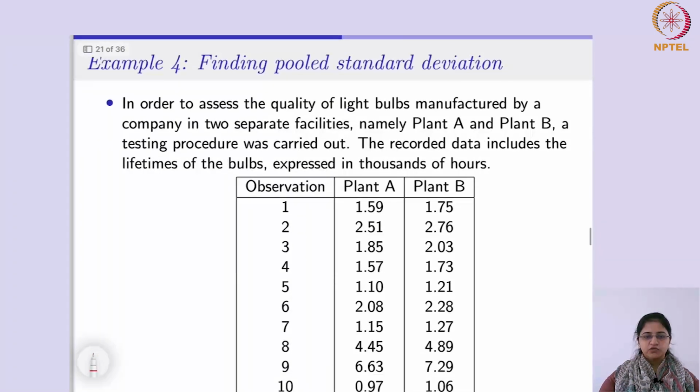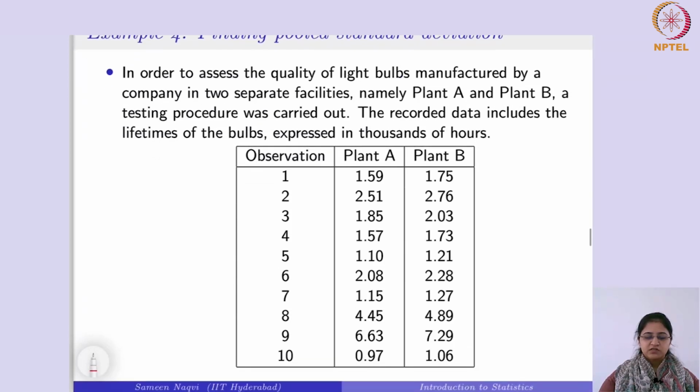If you have to find the pooled standard deviation, suppose it is given that the quality of light bulbs manufactured by a company in two separate facilities, plant A and plant B, is tested, and the recorded data includes the lifetime of the bulbs. To find the pooled standard deviation, that is SP, you need to first check whether their corresponding sample variances are the same or not. So you have S1 square and S2 square. From this data set, you can find S1 square for this one and S2 square for this one.